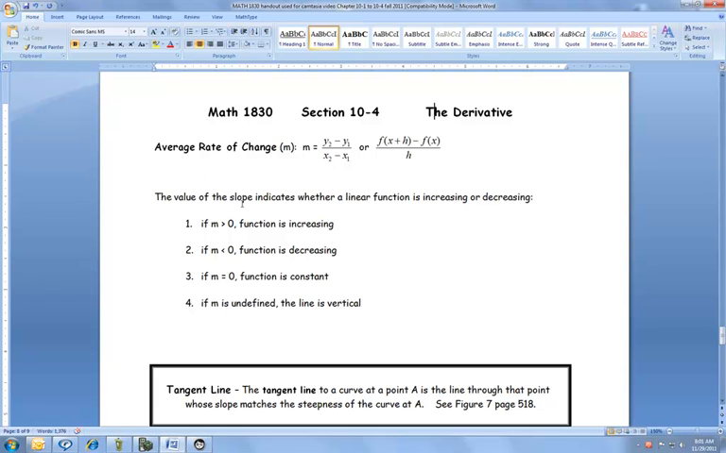Now, the value of the slope indicates whether a linear function is increasing or decreasing. This comes into play a lot in our chapters that we have after this. If my slope is positive, remember that your linear equation rises from left to right, or it's increasing. If your slope is negative, less than 0, the function decreases because it falls from left to right. If your slope is 0, which we saw in the last section, the function is constant. It's horizontal. If slope is undefined, the line is vertical.